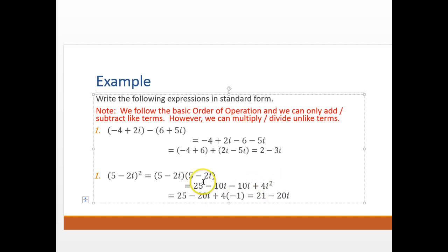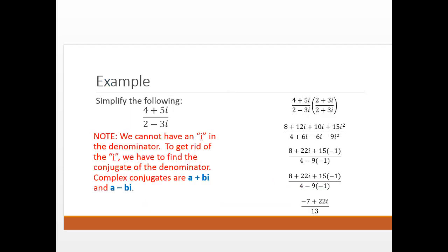Because why? The 25 stays the same. The minus 10i minus 10i becomes minus 20i. The i squared is negative 1, so 4 times negative 1 is negative 4. And 25 minus 4 is 21 minus 20i.